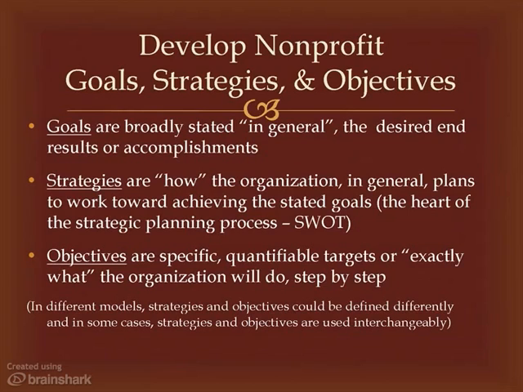Next, we're going to talk about developing the nonprofit goals, strategies, and objectives. The goals are broadly stated, in general, the desired end results or the accomplishments of the organization. The strategies, on the other hand, are how the organization in general plans to work toward achieving the stated goals. And this is the heart of that strategic planning process. We just talked about this in the SWOT analysis. The objectives are specific, quantifiable targets, or exactly what the organization will do step by step.